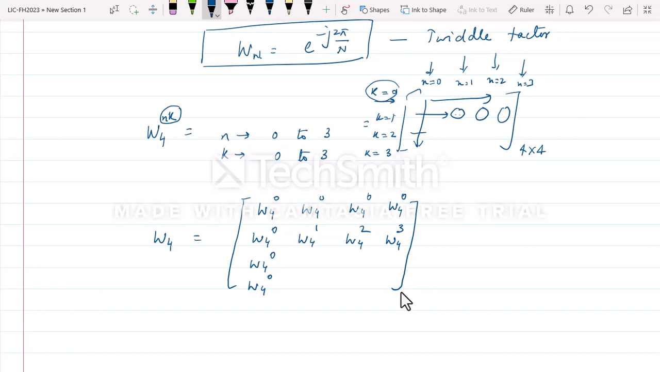Now same way we'll go for this row. This value is n equals 1 and k equals 2, so W4 2. Then this will be W4 4, and the last value, k equals 2 and n equals 3, is W4 6. Then this is n equals 0, k equals 3, that is already done. This value is k equals 3, n equals 1, so W4 3. Then 3 times 2 is 6, W4 6, and 3 times 3 is 9, so W4 9.